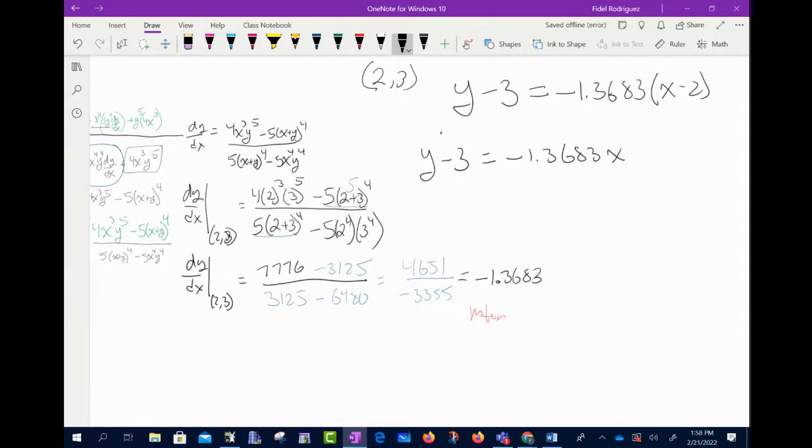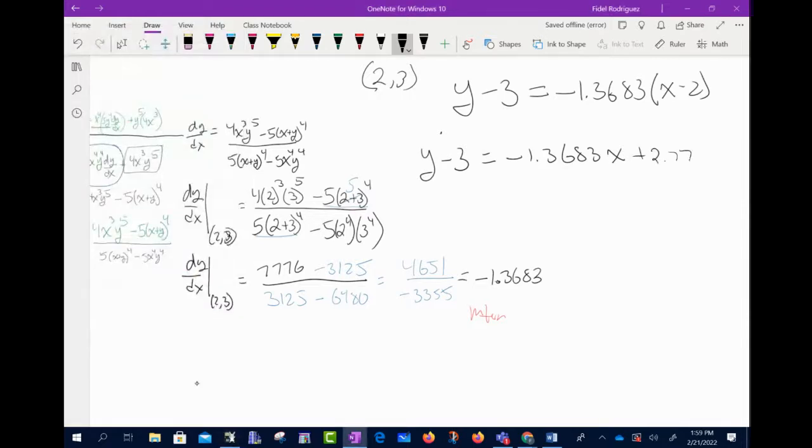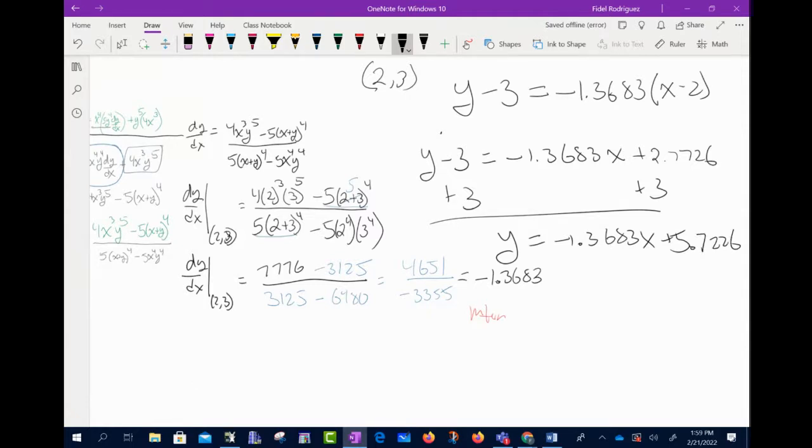So negative 1.3863x. And then that number times a negative 2 should be a positive answer. The negative 1.3863 times a negative 2 is a positive 2.7726. And then we're going to add 3 to it. I don't even need my calculator for that part, because that should be 5.7726. And there we go.